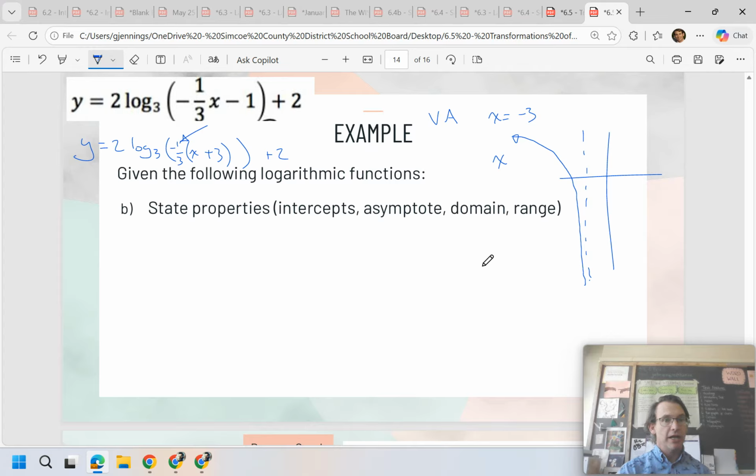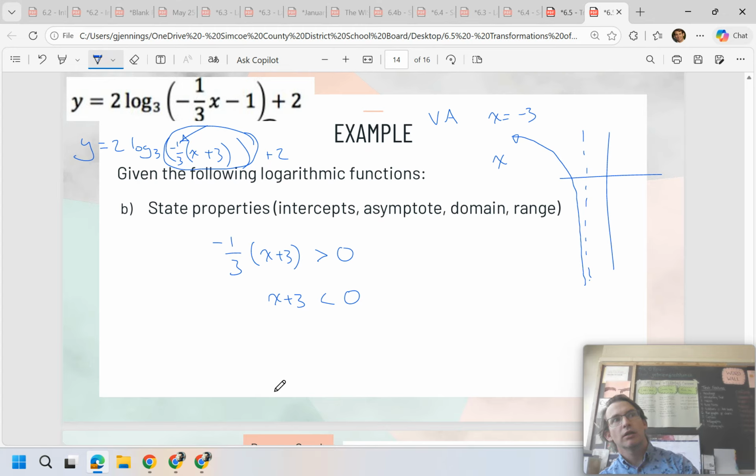Algebraically, here's how I would find it. I know this thing here has to be greater than 0. So minus 1/3 times x plus 3 is certainly greater than 0. Now I'm going to divide both sides by minus 1/3. So that gives me x plus 3 is less than 0. You see what happened there? Why did I flip the direction of my alligator? I divided by negative.